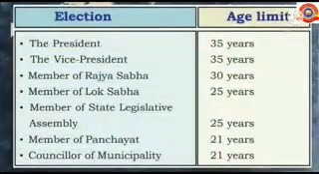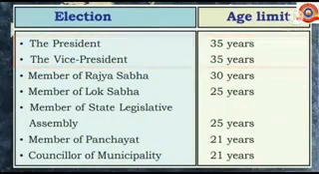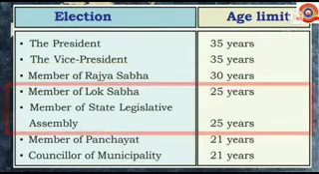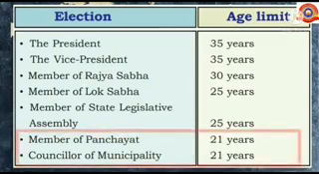Next, let's see this table and understand the age limit for contesting different elections. The age limit for President and Vice President is 35 years. To become a member of Rajya Sabha, the representatives should complete 30 years. To become the member of Lok Sabha and the member of State Legislative Assembly, the representative should complete 25 years. To become the member of Panchayat and Council of Municipality, the representative should complete 21 years.